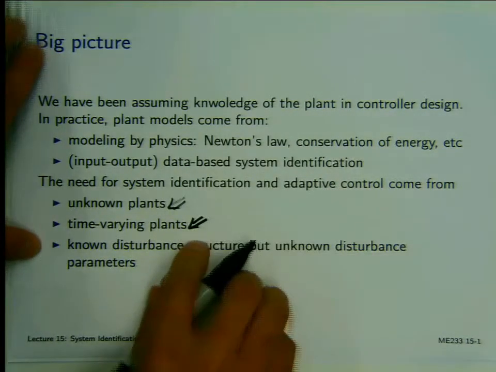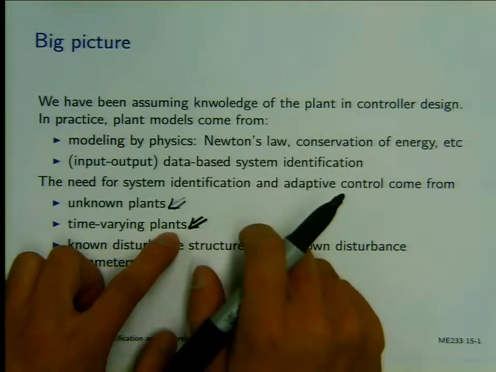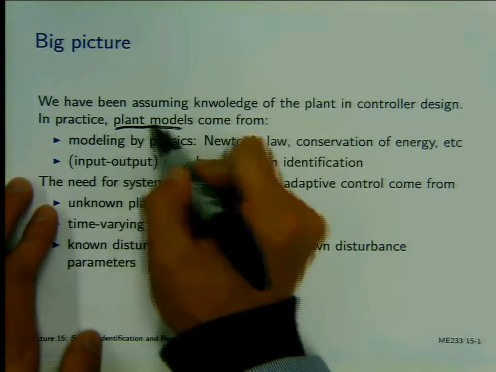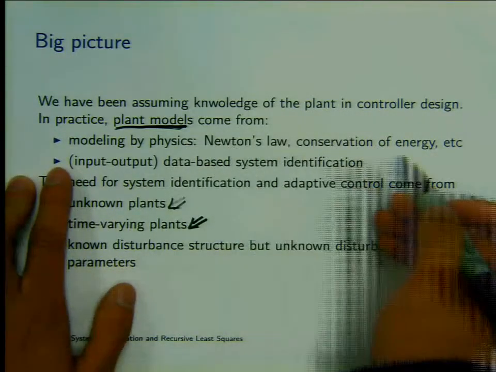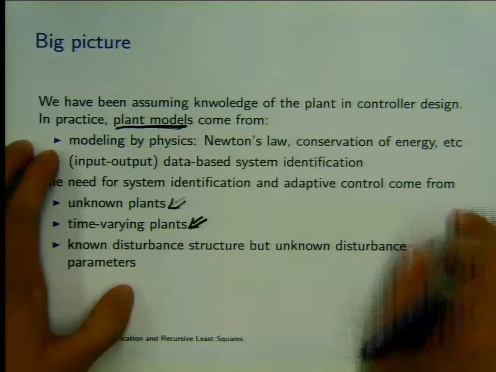So in these cases, if you want to do model-based control design, we're going to encounter some difficulties. In practice, you can obtain these plant models basically from 2 approaches. Either you model by physics, by Newton's law, conservation of energy, etc. For example, if the robot picks up an object, the weight of the object will influence the model of the robot. But if you know exactly what the mass of the object is, then you can incorporate that into your model. So that's the first part, modeling by physics.